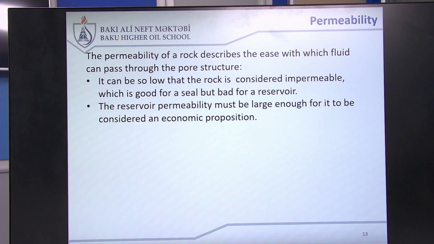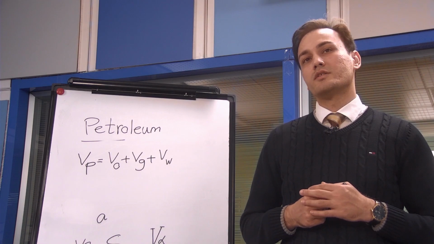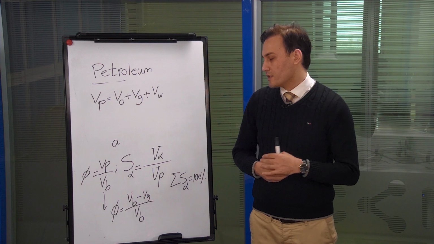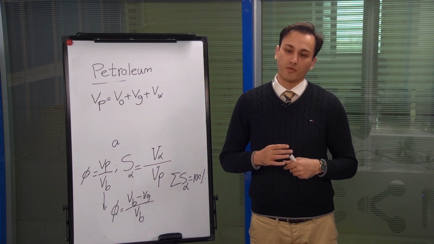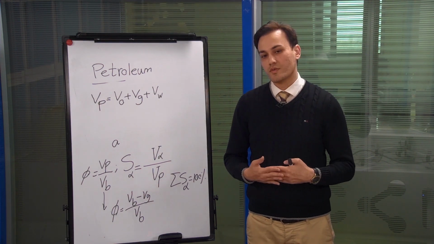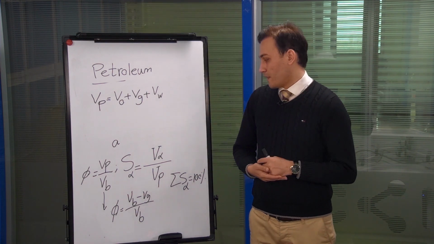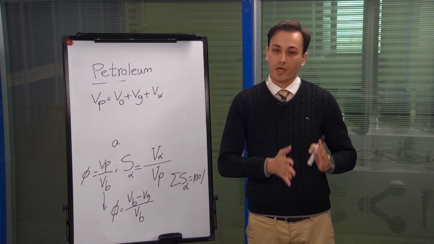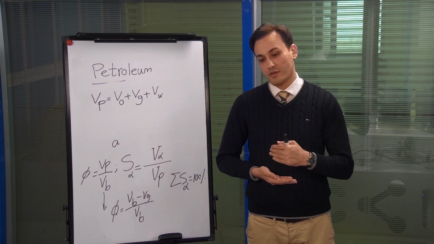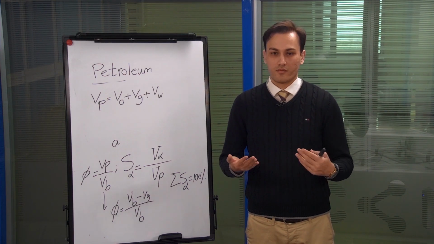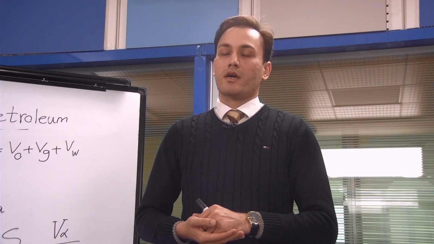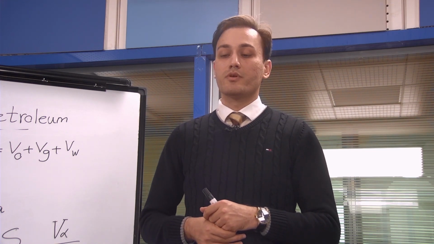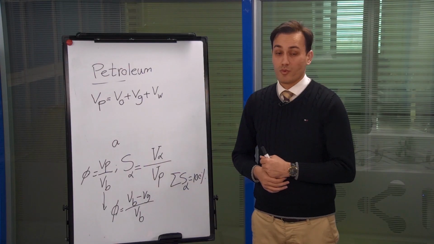So we said that in order to have an economically viable reservoir, we also need a minimum value for permeability. We define permeability as the ability of the rock to transmit fluid. Because if we have fluid down there and we have the well, but there is no flow, then it will not be economically viable for us to produce. And that's why permeability is very important.